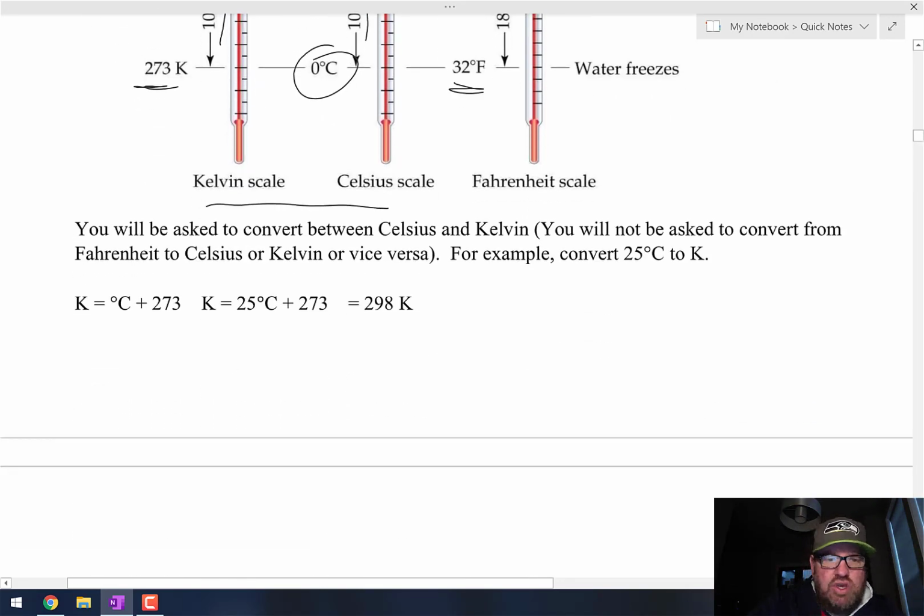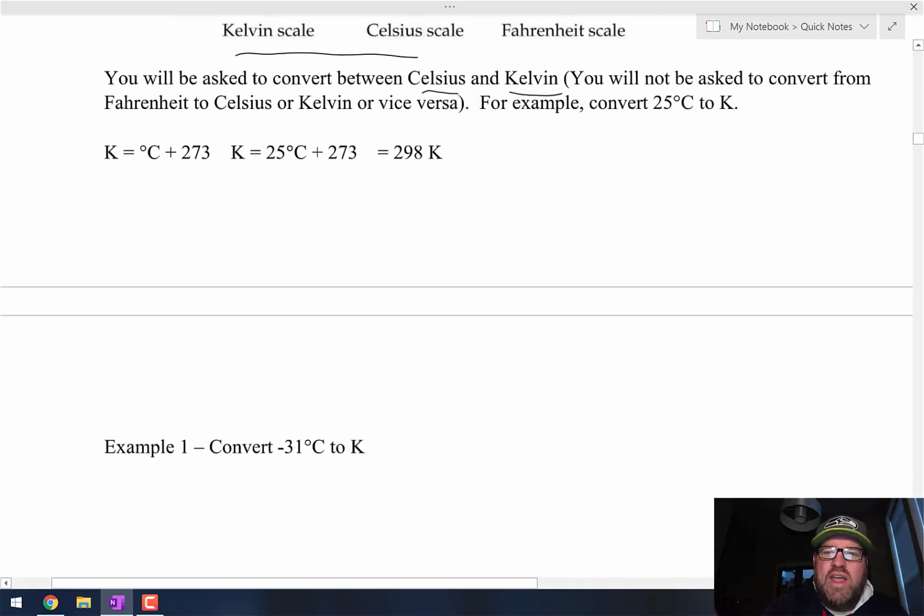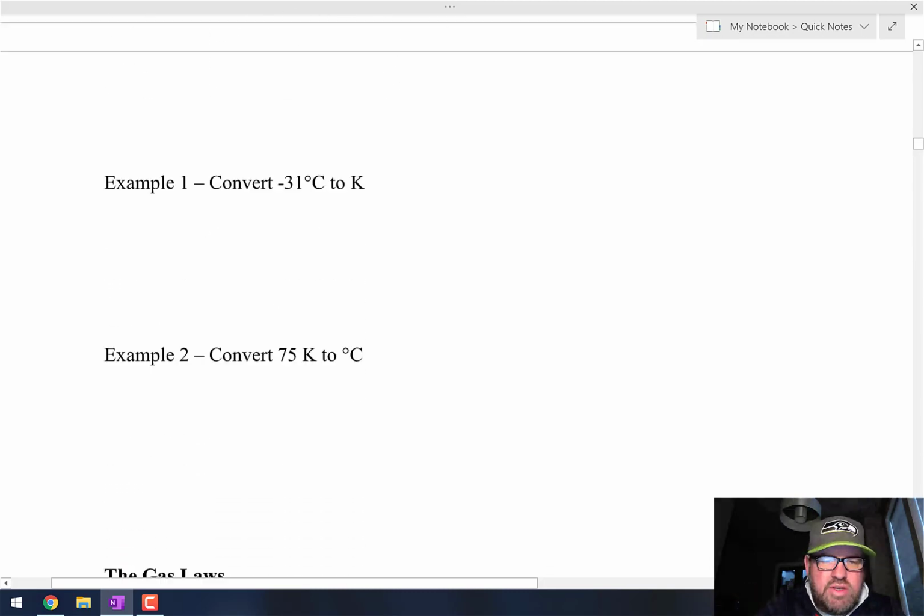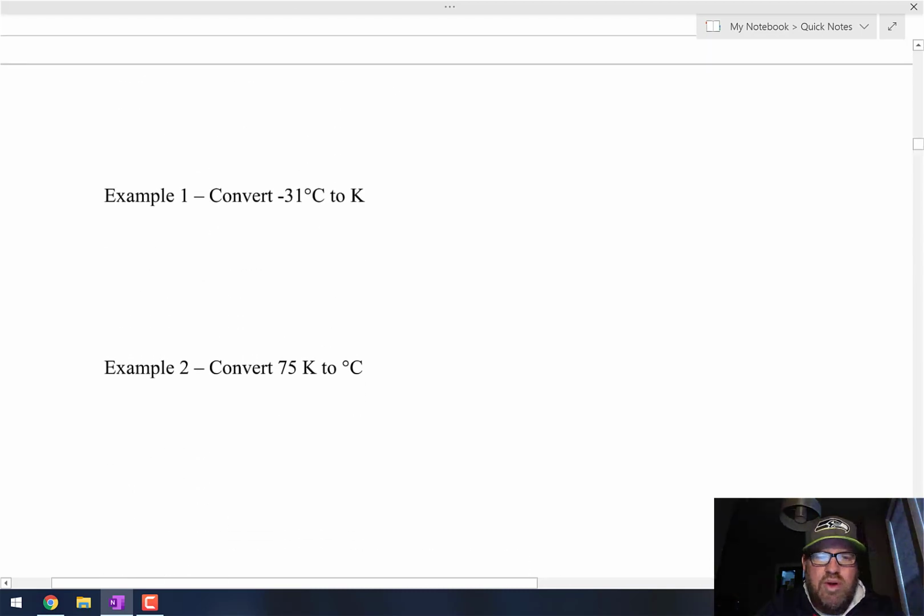So yes, you will be asked to convert between Celsius and Kelvin. You will not be asked to convert between Fahrenheit and Celsius or Kelvin. If I give you the temperature in Celsius, absolutely, I want you to convert that Celsius temperature to Kelvin. Very simply, you put the Celsius temperature in here, you add 273, and there's your 298. So I'll do just a couple of examples here for you.